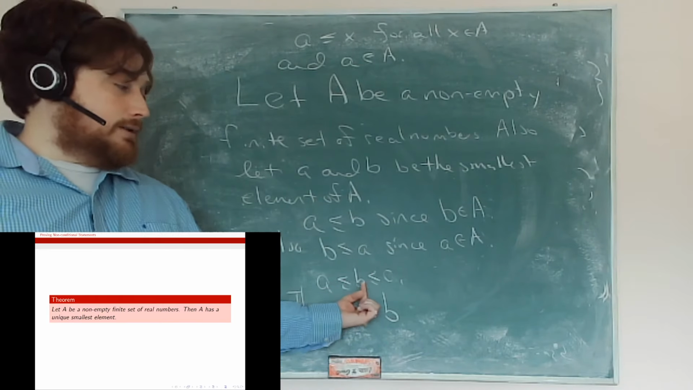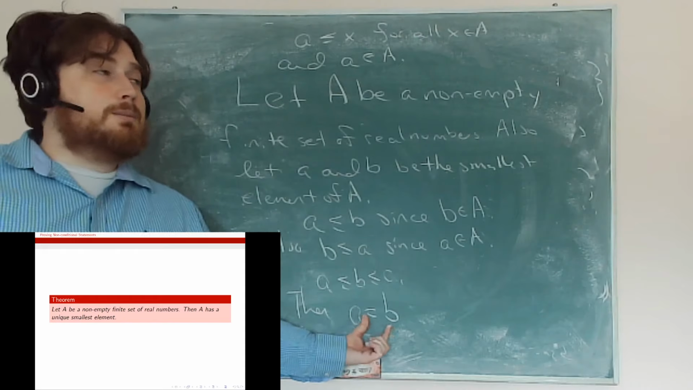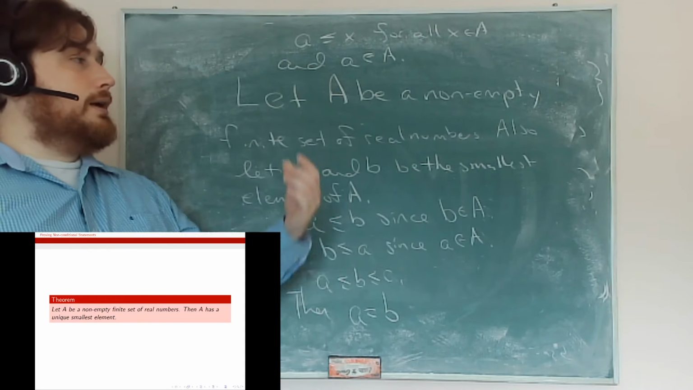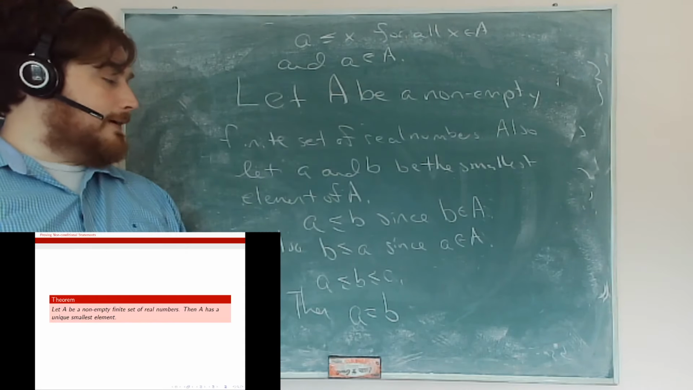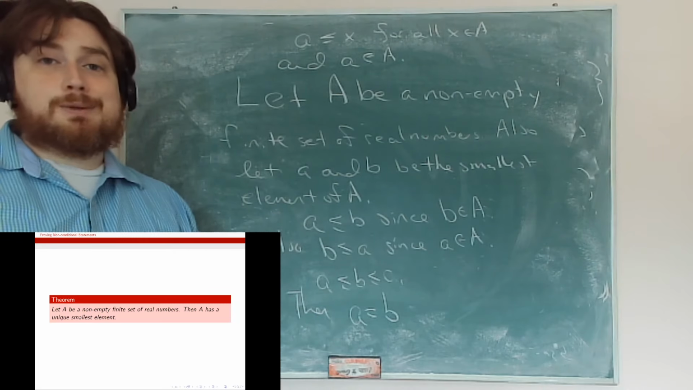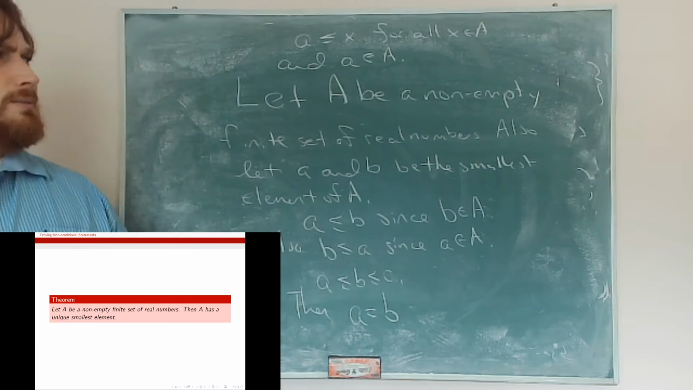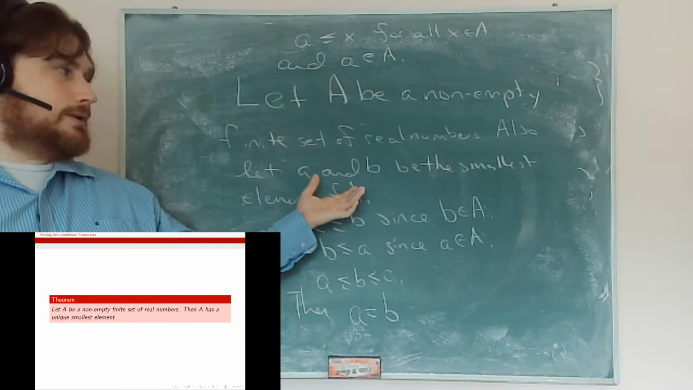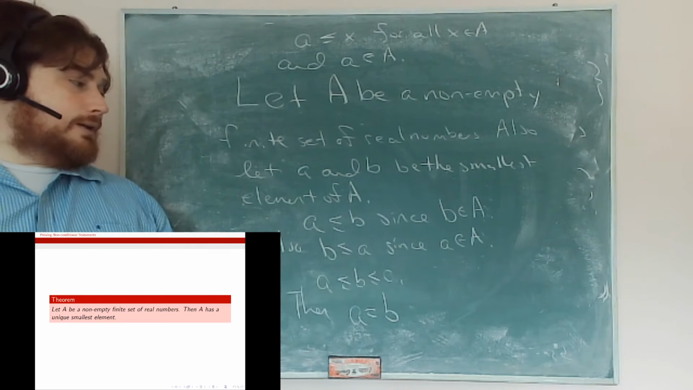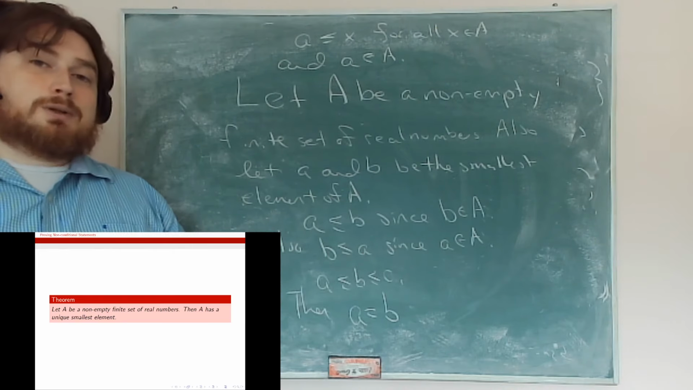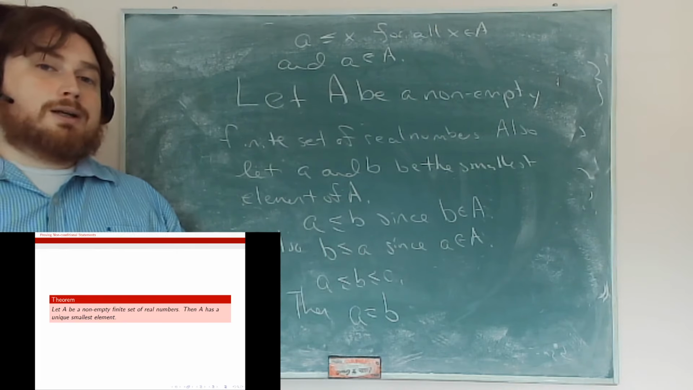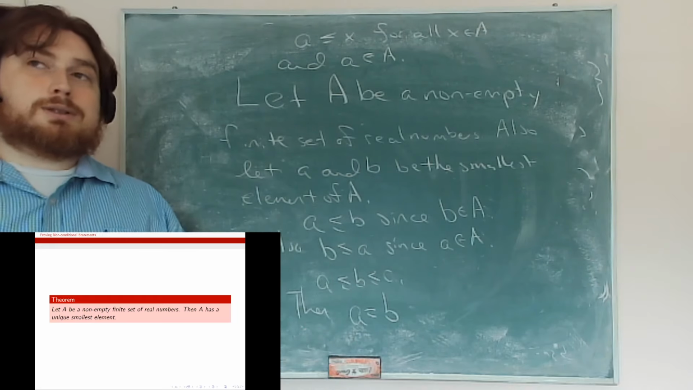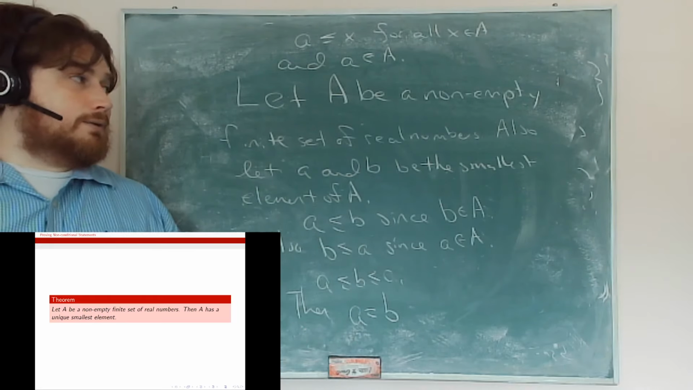Hence, if I can show A is less than or equal to B is less than or equal to A, that means A is equal to B. So therefore, if A has the smallest number, then it'll have a unique smallest number. And actually, we didn't even use finite set here or non-empty. We just said if A was a set, if I have a smallest element, that smallest element will be unique. I can't have two smallest elements of a set of real numbers.